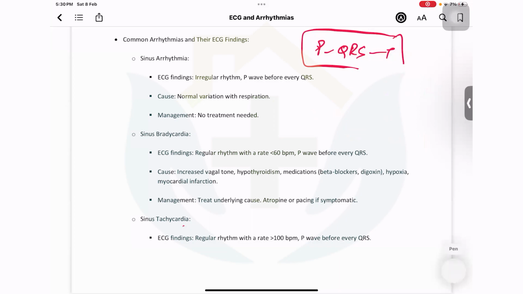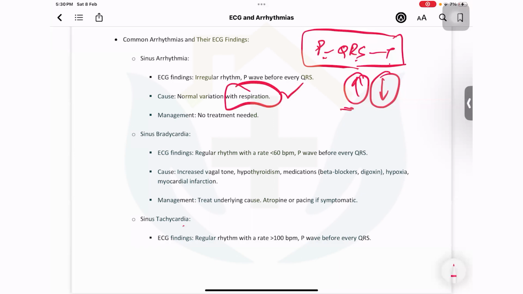And sinus arrhythmia means there will be P, there will be QRS, and there will be T, but the rhythm will be different. That means it can be fast, it can be slow. So sinus bradycardia, sinus tachycardia, these are the sinus arrhythmias. They can happen with normal respiration also. So for true and false questions, you can get this. So normal variation is there.